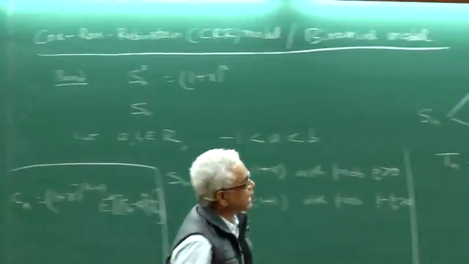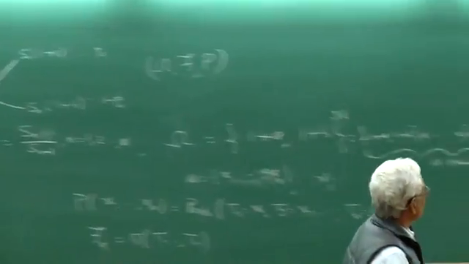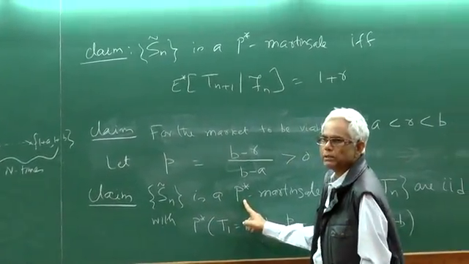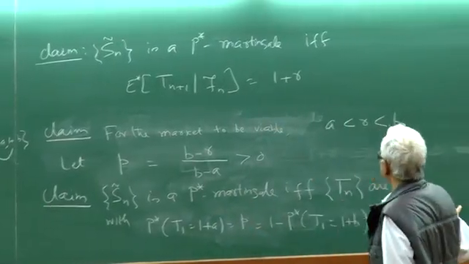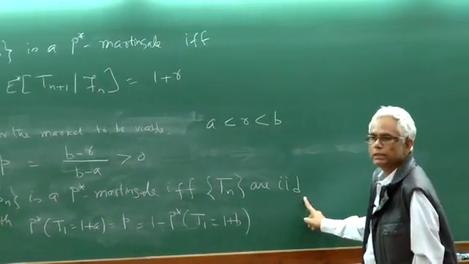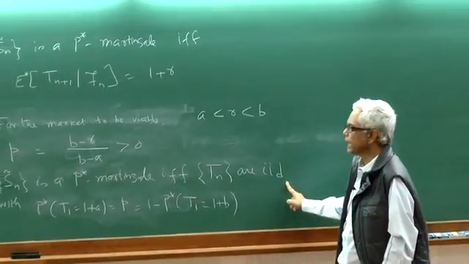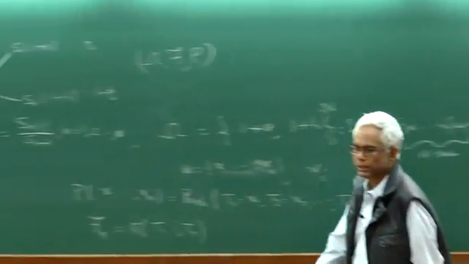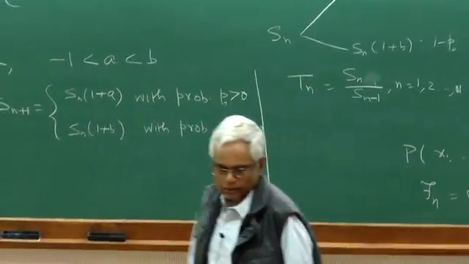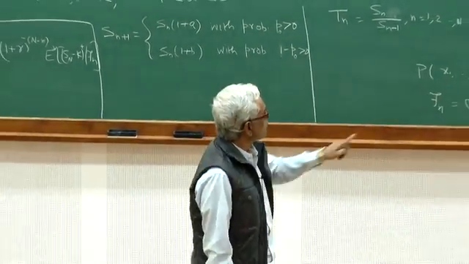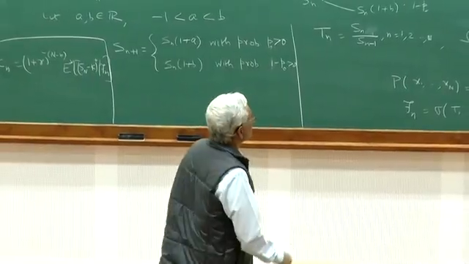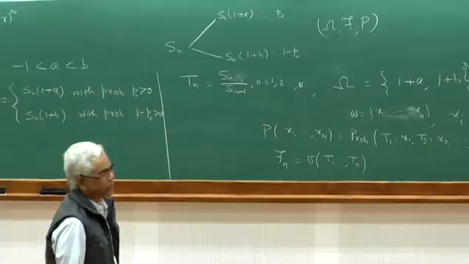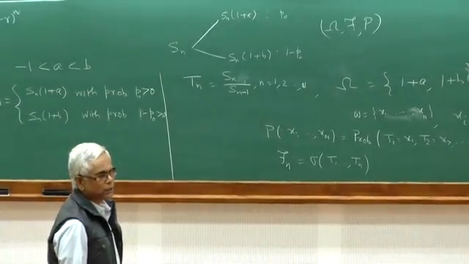So I claim that P star is an equivalent martingale measure if and only if the Tn's are not only independent but identically distributed, all of them with the same distribution, namely T1 is equal to 1 plus A with respect to P star is this P, and the complementary probability, because there are only two possibilities. Let's prove this.